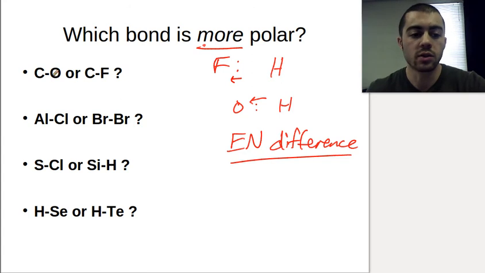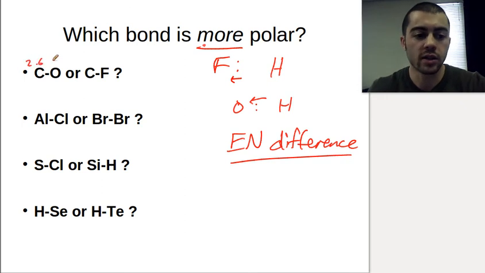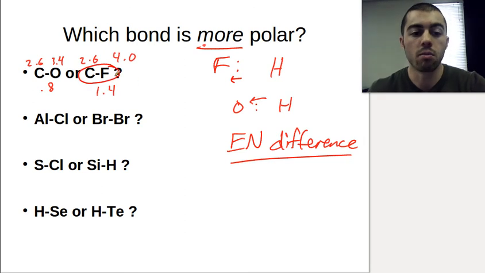So if we have two bonds, we can see what the electronegativity difference is, and whichever has the greater electronegativity difference is going to tell us which is more polar. So carbon, we said, has 2.6 and oxygen has 3.4, so the difference here is 0.8. Carbon, again, 2.6 and fluorine 4.0, so the difference here is 1.4. So carbon bonded to fluorine would be a more polar bond because this difference in electronegativity is greater than the difference for carbon and oxygen.